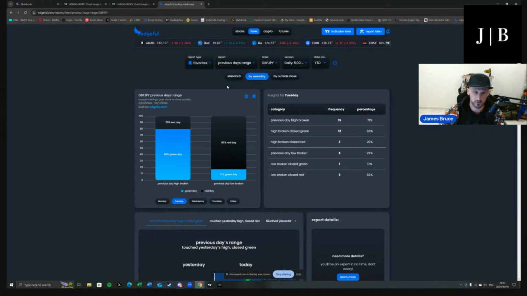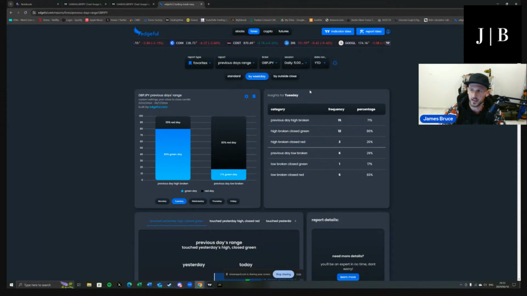Right, so let's look at it even by weekday on Edge Fill. So year to date on GJ on a Tuesday, if we take out the previous day's high, we've got an 80% chance of closing as a bullish day. And for a bearish day, if we take out the previous day's low, 83% chance of a bearish day.